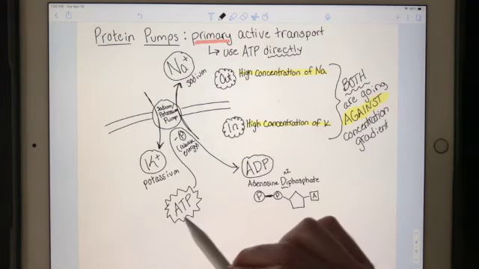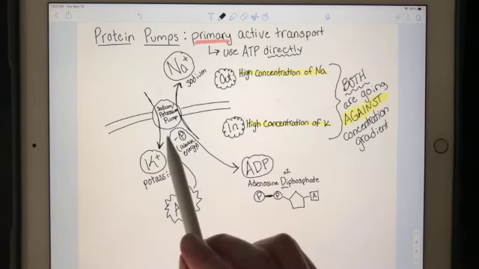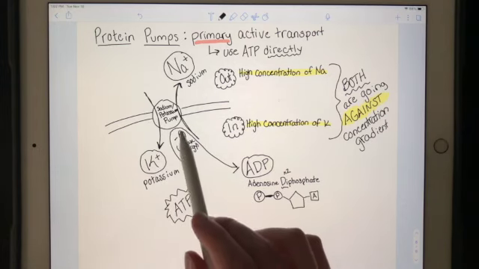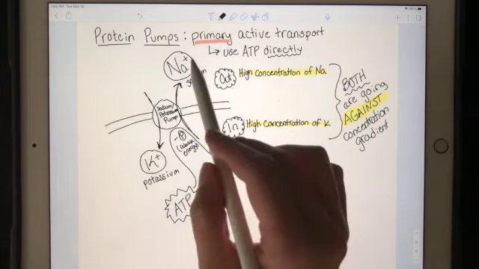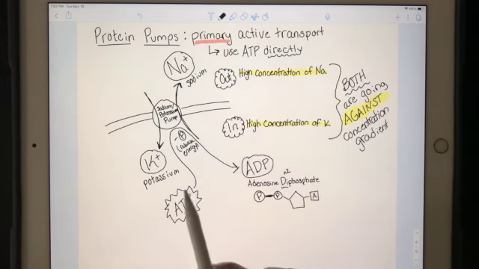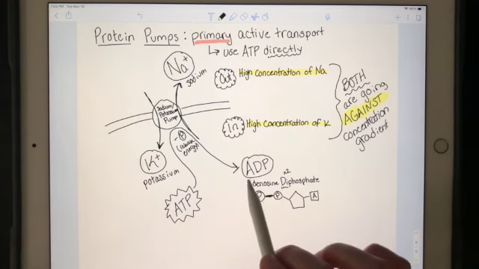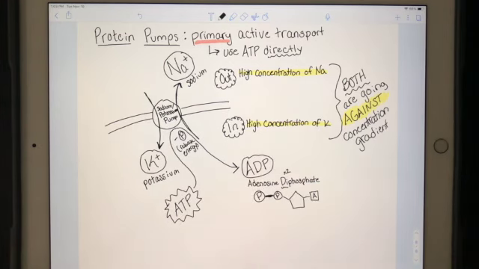So the protein pump needs energy directly. The sodium-potassium pump could not pull in potassium and push out sodium without the help of the energy that is released when we break a phosphate off of ATP. And when we lose a phosphate on adenosine triphosphate, we end up with adenosine diphosphate. And another reminder is that both of these things, sodium and potassium, are moving against their concentration gradient. They are moving from areas of low concentration to areas of high concentration.